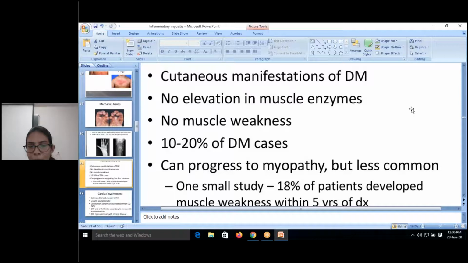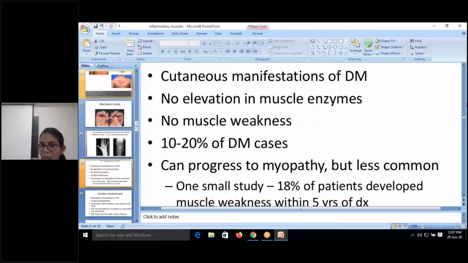In that, amyopathic means there is no muscle manifestation. There is only cutaneous manifestation. Okay. So cutaneous skin signs like shawl sign, V sign, etc. can be seen, but there is no muscle involvement. When there is no muscle involvement, there is no elevation of muscle enzymes, and there is no muscle weakness. And 10 to 20% of dermatomyositis cases can be amyopathic, and then it can progress to myopathy in a small number of patients within 5 years, or if not, it can never progress to myopathy.